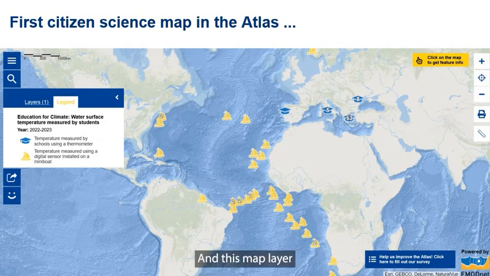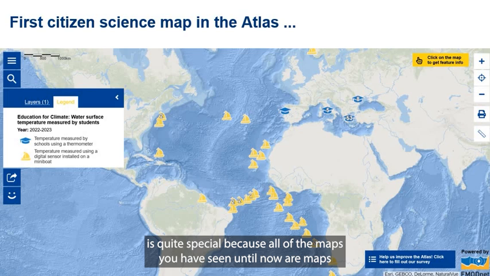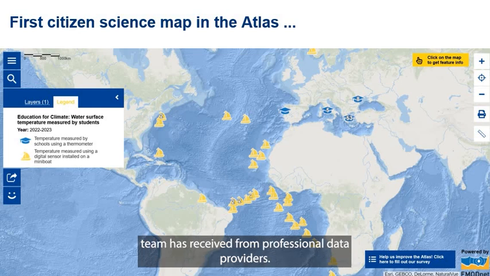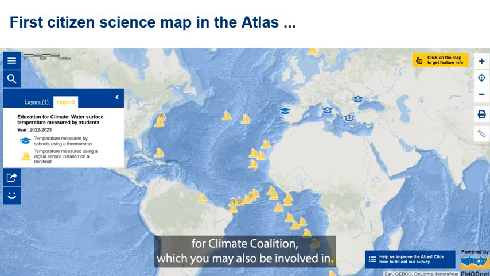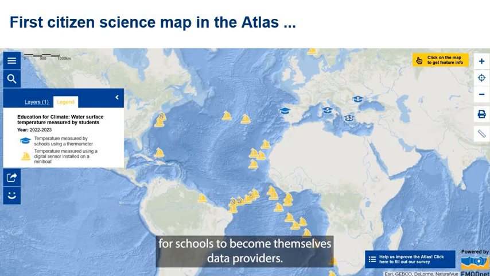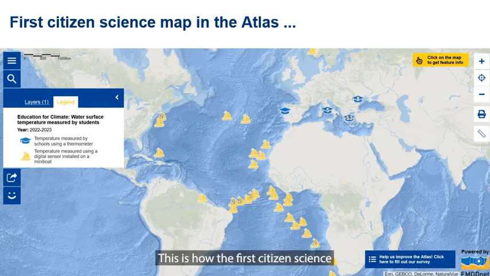And this map is quite special because all of the maps you've seen until now are maps that have been created based on data that the European Atlas of the Seas team has received from professional data providers. But in 2022, we worked with the Education for Climate Coalition, which you may also be involved in, and we discussed the fact that it would be very interesting for schools to become themselves data providers. And this is how the first citizen science map was born in the Atlas.